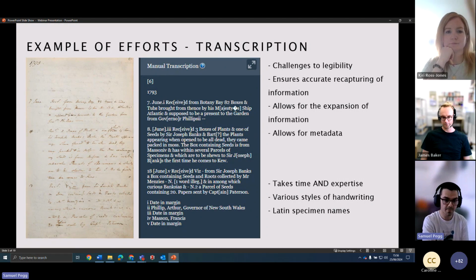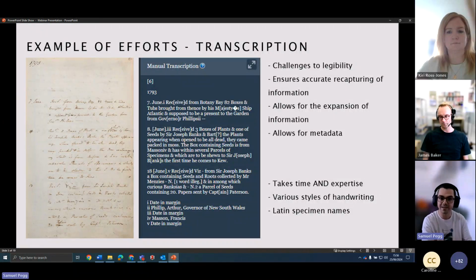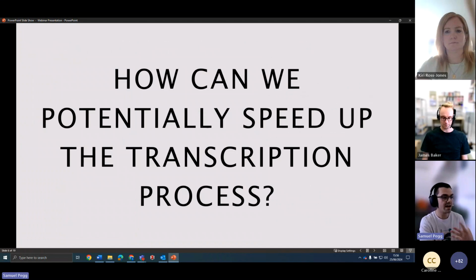Where our brain may find it easier to recognise words we already know, the herbarium specimens recorded in Latin force us to work more on a letter-by-letter act of transcription rather than the word-by-word approach we can use when we're familiar with the language we're dealing with. And the process of contextualising information and forming links between and across pages also takes a lot of time. So that brings us to a question. How can we potentially speed up the transcription process?